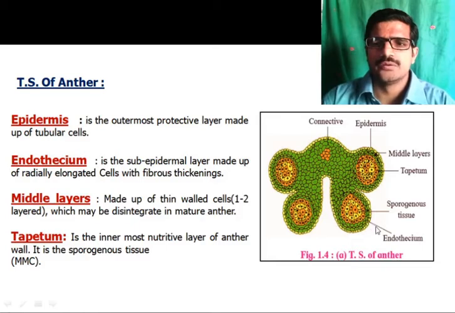Inner to this endothecium there are 2 to 3 middle layers present. Then the innermost layer is known as tapetum, which is made up of sporogenous tissue, and it is a nutritive layer which provides nourishment for the developing pollen tetrad. So this is the structure of TS of anther.